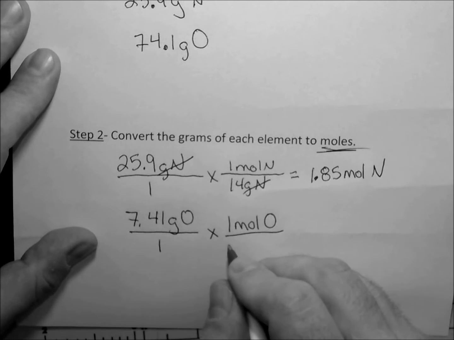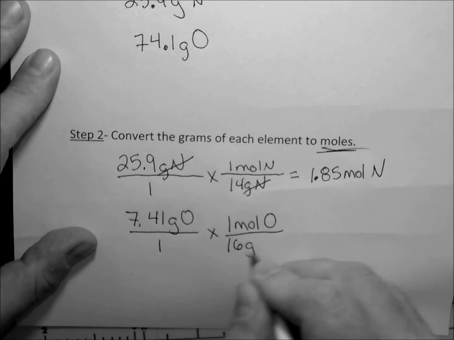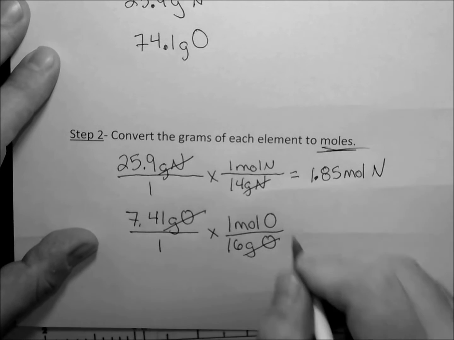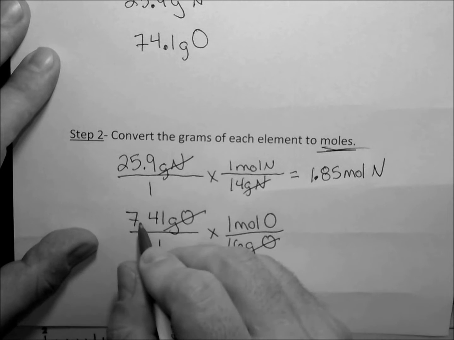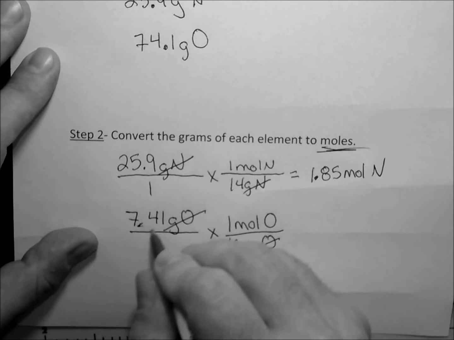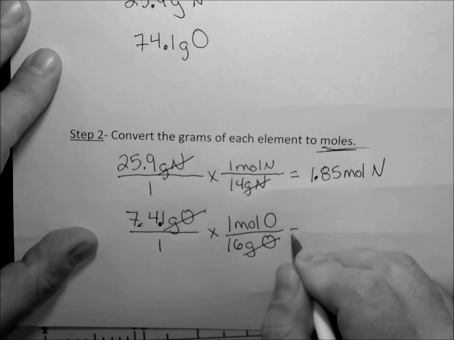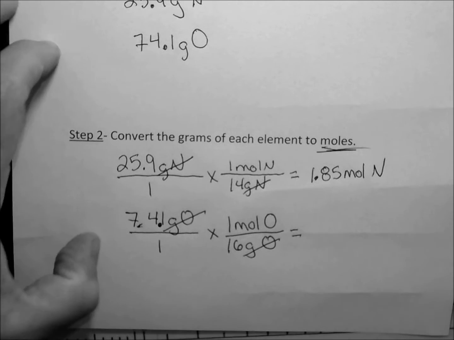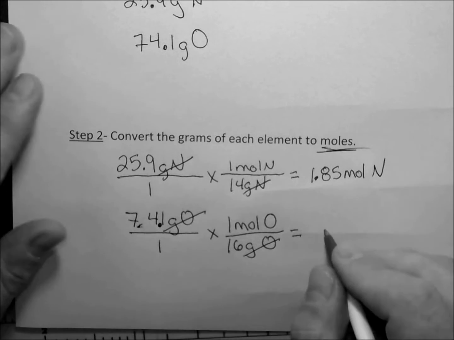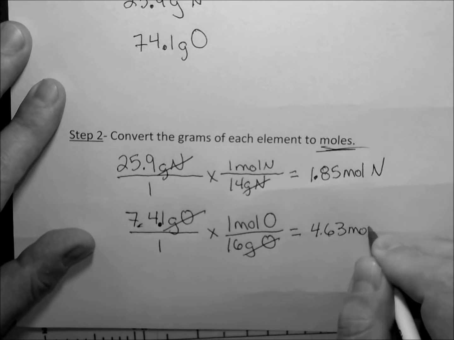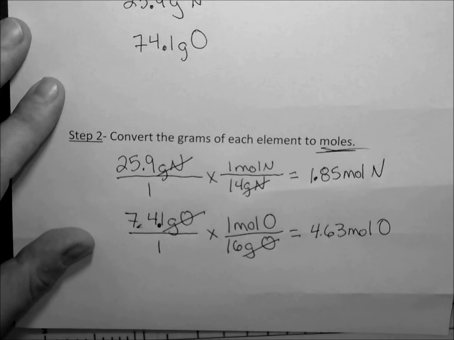And 1 mole of oxygen, when you look at the periodic table, is 16 grams. Sorry, I have a mistake here. It's not 7.41, it's 74.1. Make sure you make that correction. And then when you divide these two numbers, it comes out to 4.63 moles of oxygen.